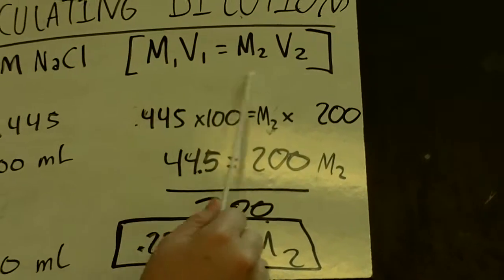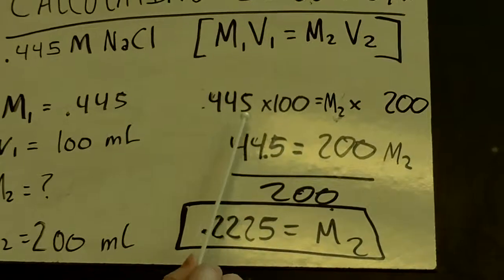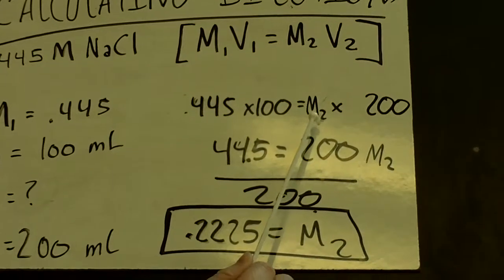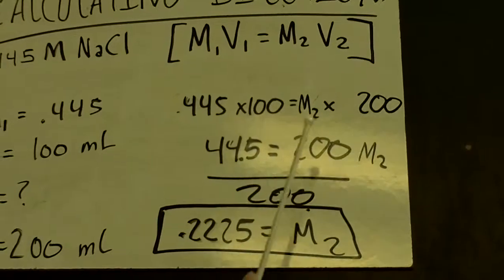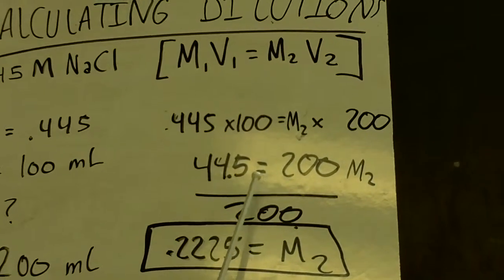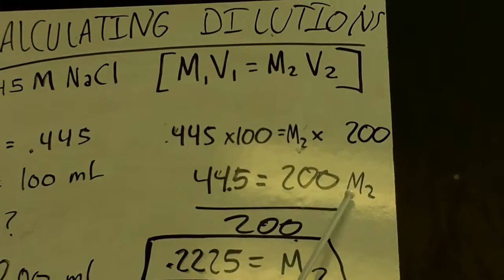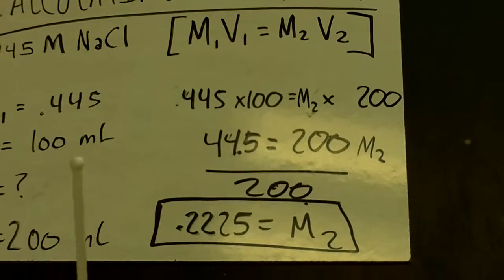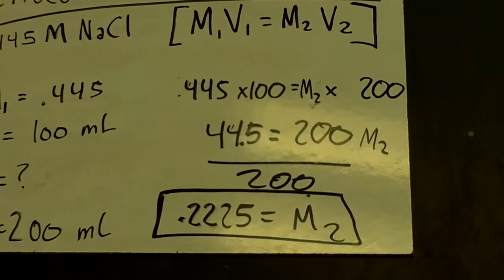So here's our equation. M1 V1 equals M2 V2. 0.445 times 100 equals the molarity of the second solution times 200. 44.5 equals 200 times molarity 2. Divide by 200, and molarity 2 equals 0.2225, and that's the molarity of our second solution. Science!